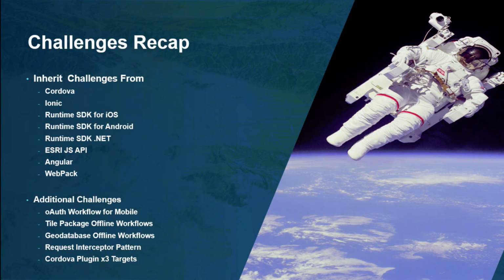just to recap the challenges. So in true object-oriented style, you have to inherit all of the challenges from writing a Cordova app, an Ionic app, a runtime app. And you've got some additional workflows that you need to think about. You need to think about the OAuth process because you want a different sort of OAuth. You need to think about how to take a tile package offline, how you need to take a geodatabase offline, and this request hijacking. And the downside is you have to write the Cordova plugin 3 times, once for each environment.